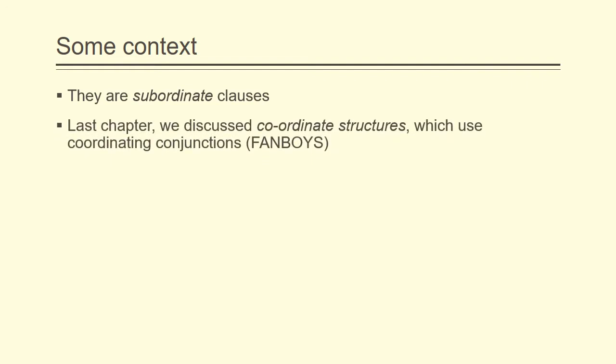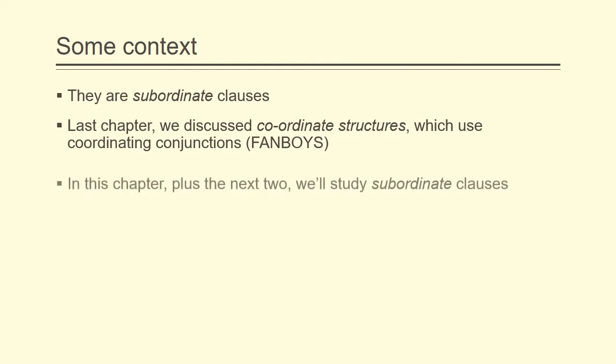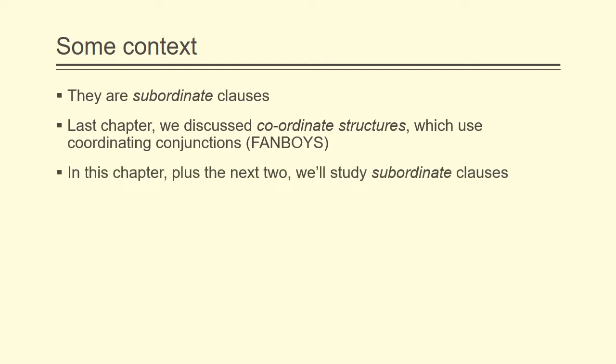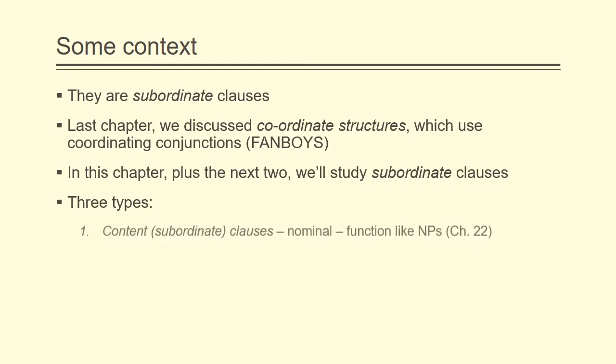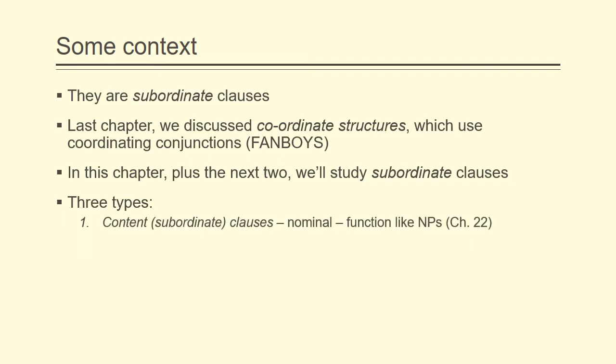Now, in the last chapter, we discussed coordinate structures, which use coordinating conjunctions, that is, the fanboys. In this chapter, as well as the next two, we will study subordinate clauses. There are three types of these. First, content subordinate clauses, which are nominals, and they function much like noun phrases. These are what we're going to discuss in the present chapter.